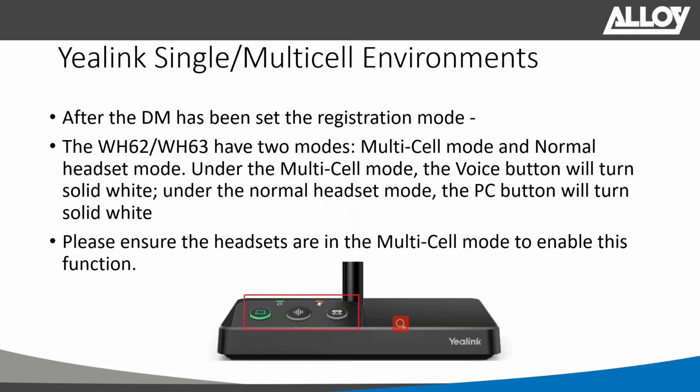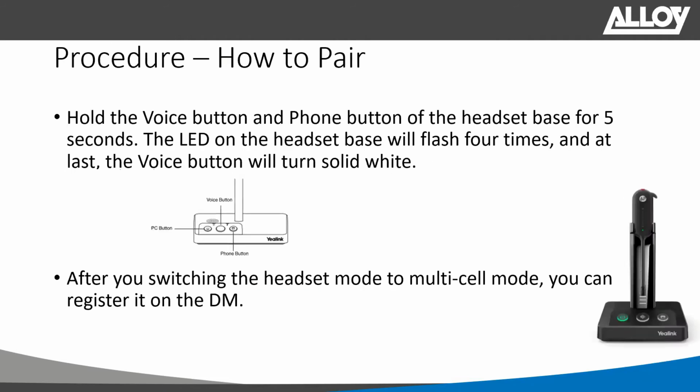If the voice button is solid white, it means it's in multi-cell mode. If the PC button is white, it's in single cell. To set the headset up into pairing mode, it needs to be in multi-cell mode, which I'll cover in the next slide. So how do you actually pair it to the Yealink network and set the headset to multi-cell mode? Well, it's pretty easy, really. You simply hold down the voice and the phone button on the headset base for 5 seconds.